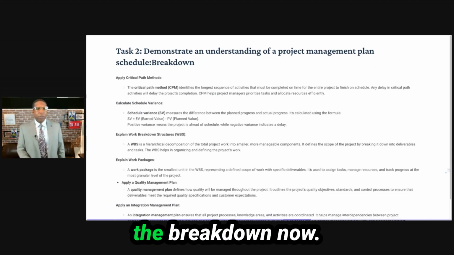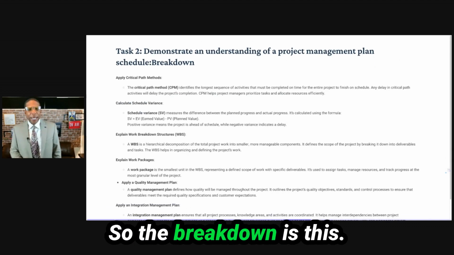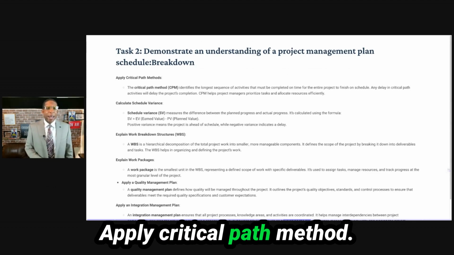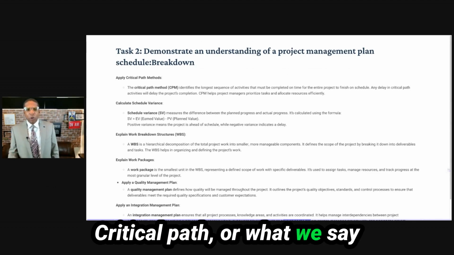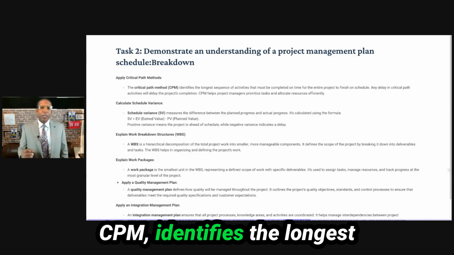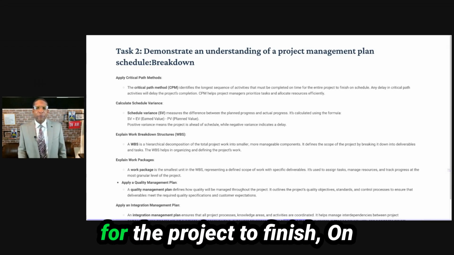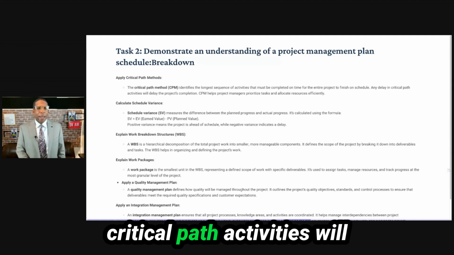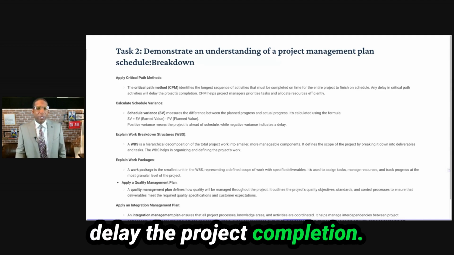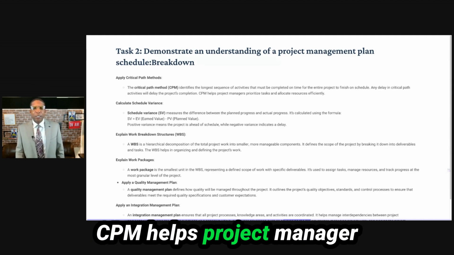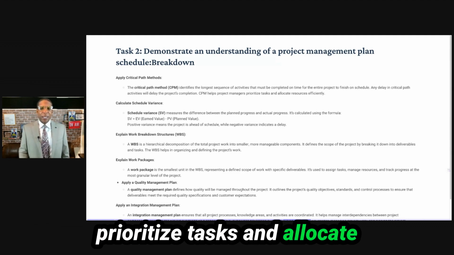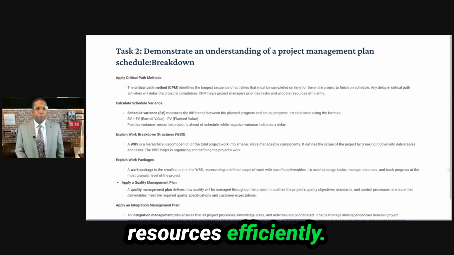All right, let's go to the breakdown now. So the breakdown is this: apply critical path method. Critical path, or what we say CPM, identifies the longest sequence of activities that must be completed on time for the project to finish on schedule. Any delay in the critical path activities will delay the project completion.